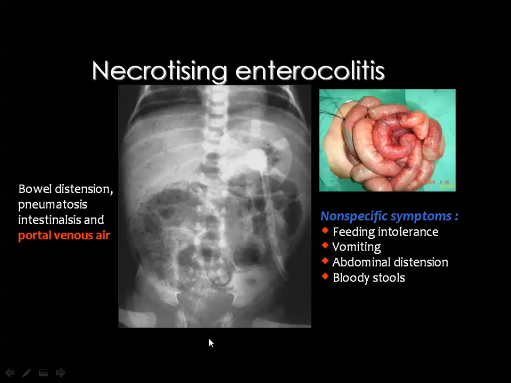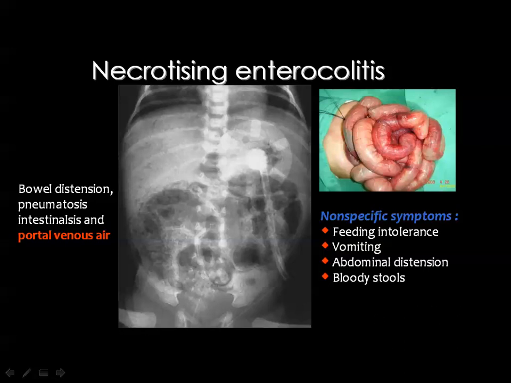Like you can see here. But in the plain film, you are able to see fine linear radiolucent shadows which represent air in the wall of the small bowel, and many times you can also see air in the portal vein. Air in the portal vein is one of the bad signs that may indicate a poor prognosis for the patient because of the associated necrosis and ischemia of the small bowel.